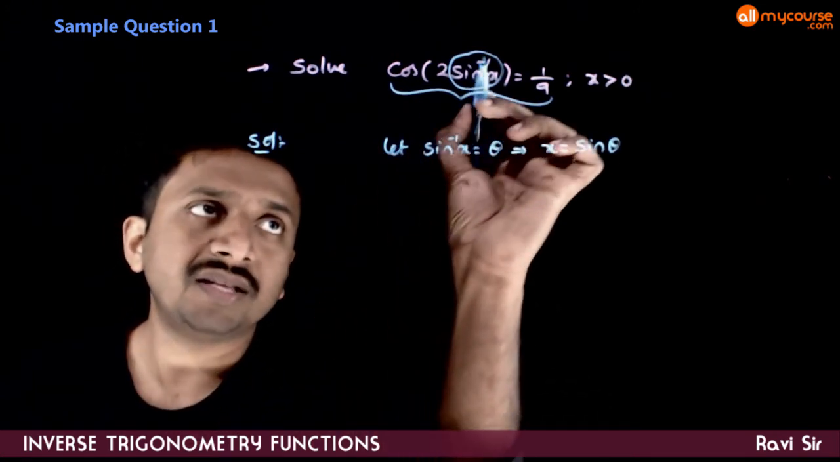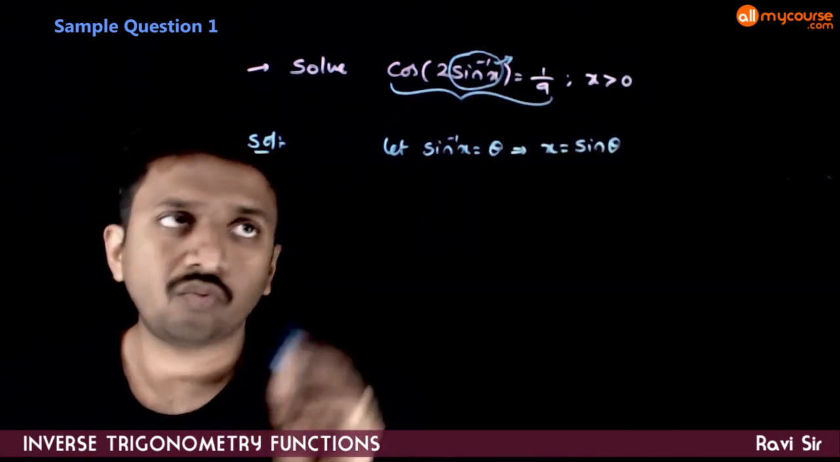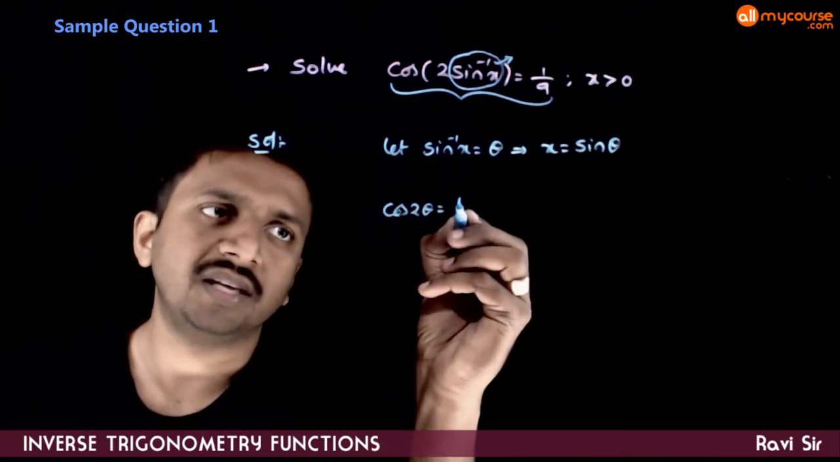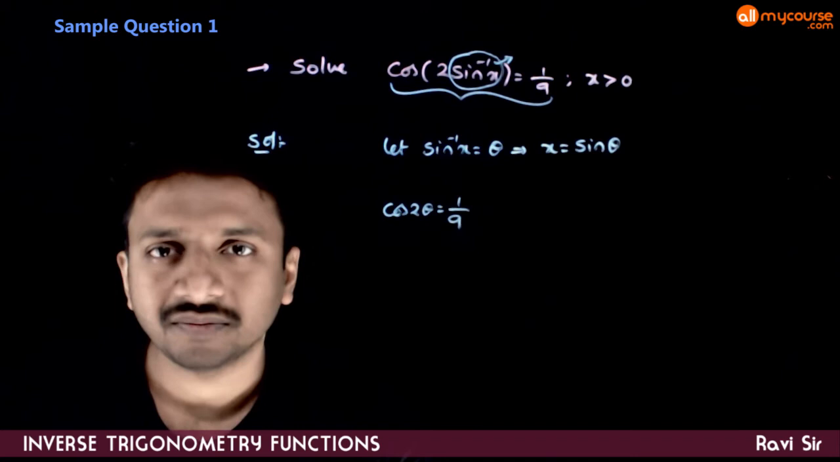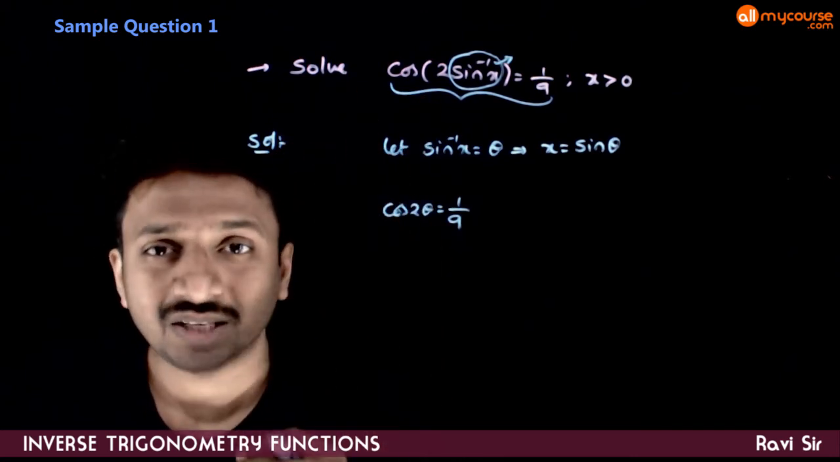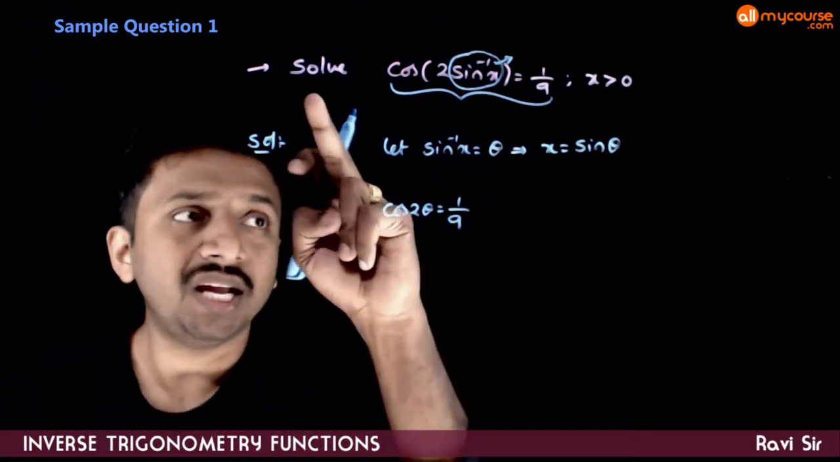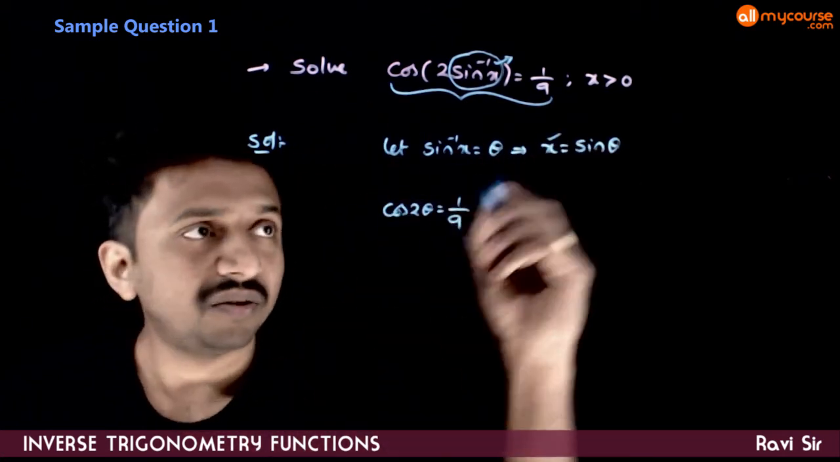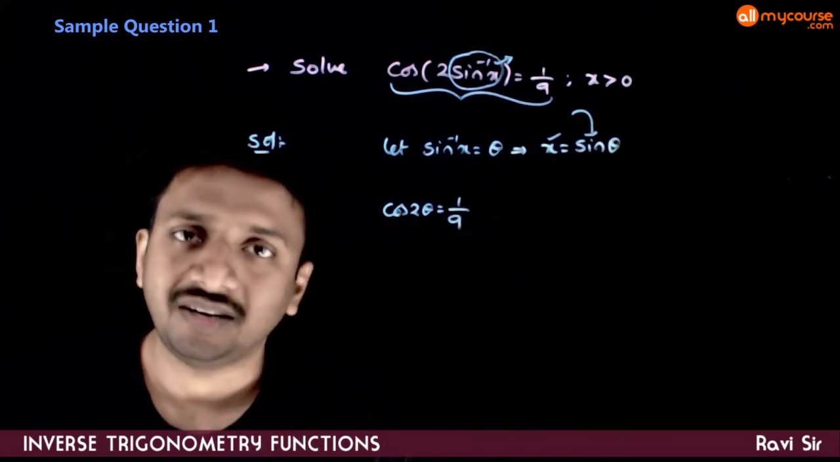Now, once you substitute this as theta, what does this equation become? Cos 2 theta is equal to 1 by 9. And you need to solve this equation. That means what should you find? You need to find the value of x. That means you need to find the value of sine theta.